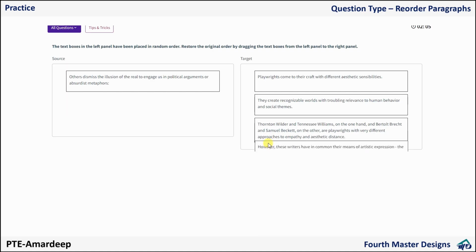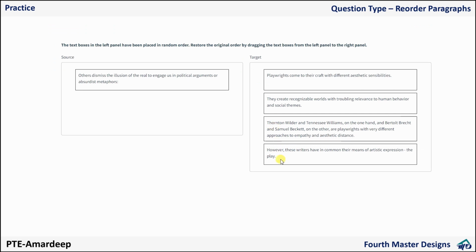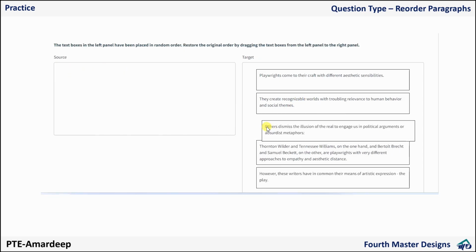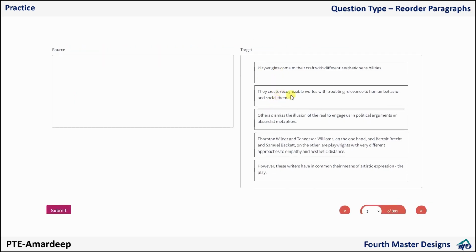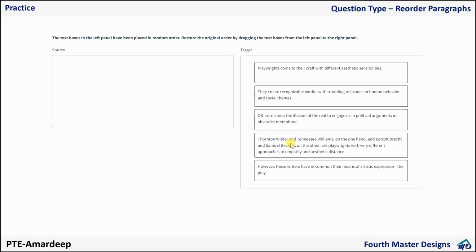So I am sure about these two pairs. Now I'm left with this one. "Others dismiss the illusion. They create recognizable words." Others dismiss whatever the other type of people are doing. So playwrights, they create recognizable words, and others dismiss the illusion. And this is another pair. Names of four different people are there, playwrights, and they are saying even though they are from different backgrounds, they still have one thing in common, that is artistic expression.